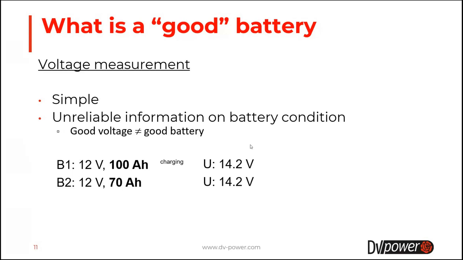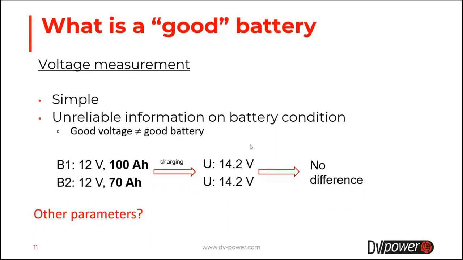For example, if we have two 12-volt batteries with different capacities, as we see here, one is 100 amp hours and the other is 70 amp hours, both when charged will have the same voltage level, but as we can see, their capacity is not the same, but they are both charged at the same level.